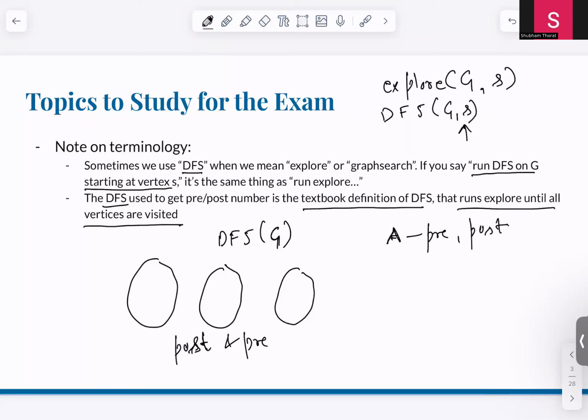So I hope this distinction is clear. It's very important, whenever you're writing your algorithm, that you know the difference between these things so that there is no ambiguity. Okay, let's go on to the next topic.